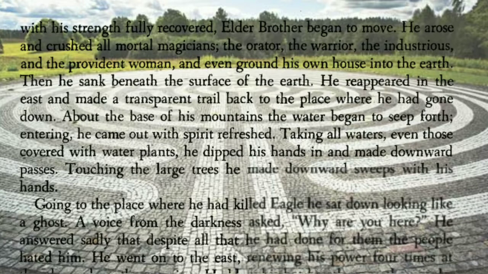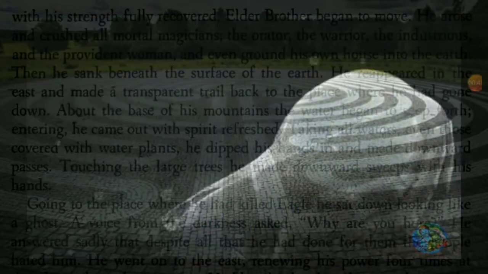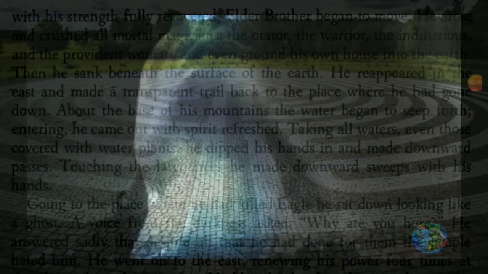He arose and crushed all mortal magicians, the orator, the warrior, the industrious, and the provident woman. He even ground his own house into the earth. Then he sank beneath the surface of the earth. He reappeared in the east, made a transparent trail back to the place where he had gone down. About the base of his mountains, the water began to seep forth. Entering, he came out with spirit refreshed.